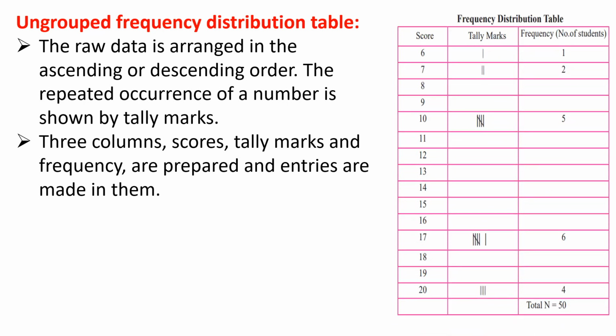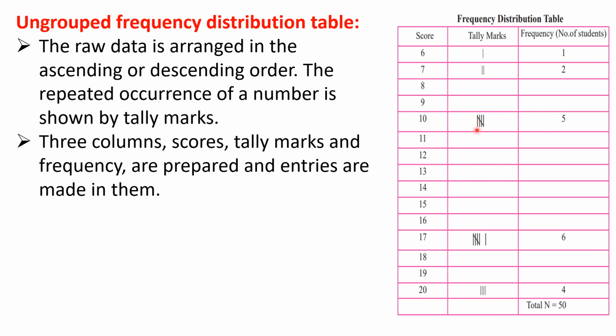See the example here, students. You can see 3 columns, that is score, tally marks, and frequency. This is an ungrouped frequency distribution table where you have seen the scores 6 and 7. For 6, the raw data is 1, so the frequency is 1. Score 7 is repeated 2 times, so you put 2 tally marks, so it is 2. Now 8 is not there, 9. For 10 you can see it is 5.